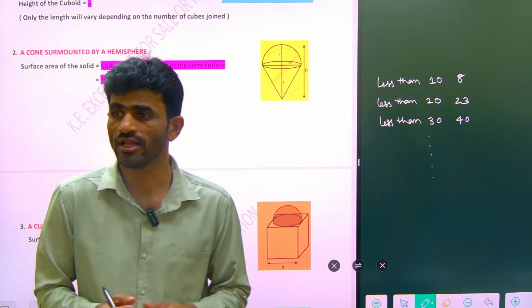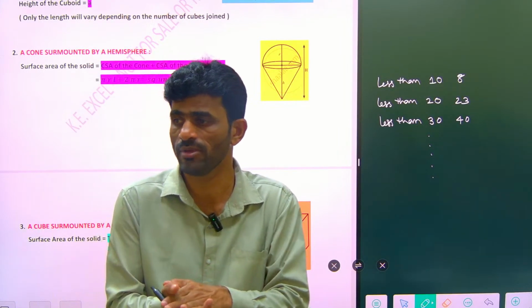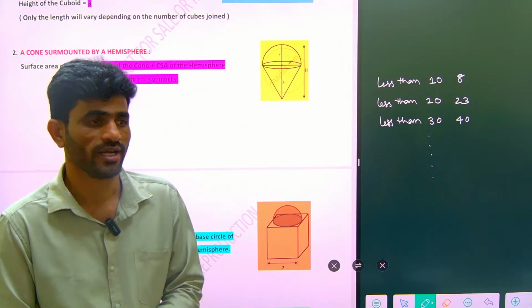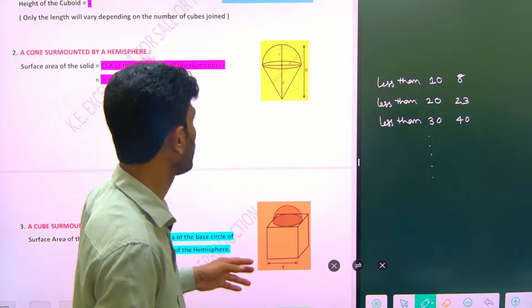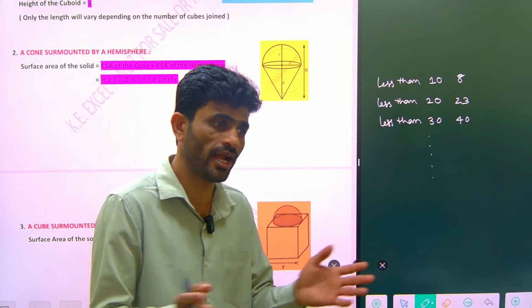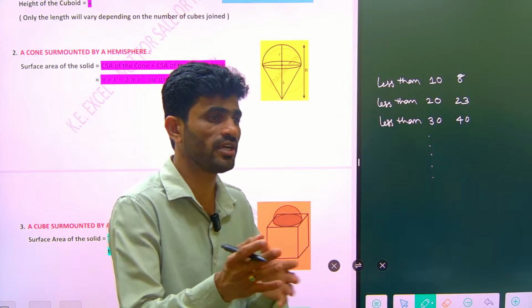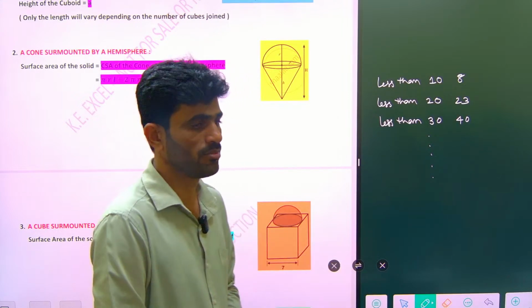In surface area, those bases are going inside. That's why you will be having confusion. But for volume, directly you have to add both the volumes. That will be the formula. You can find out individually and then add, or write the formulas together, take the common and then simplify.